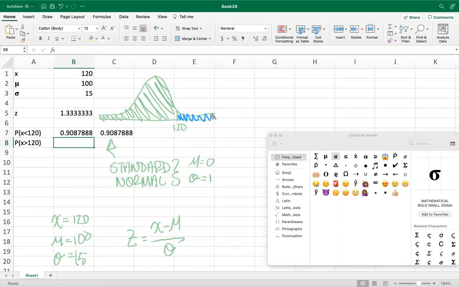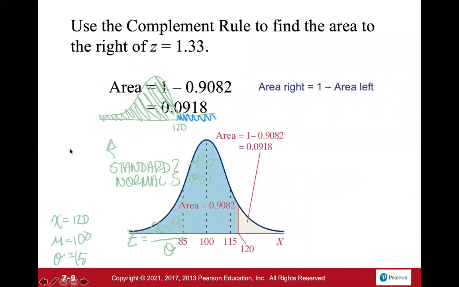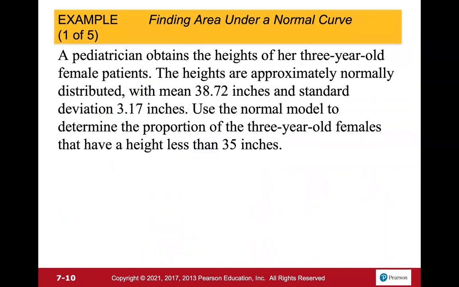We do not have a way on Excel to start here and stop at positive infinity. So because the area under the curve is always equal to 1, we could just find the complement here. So equals 1 minus our other value here. And this is how we get 0.0912. And coming over here, the area to the right of that value is going to be the complement. So that's how we would have them.